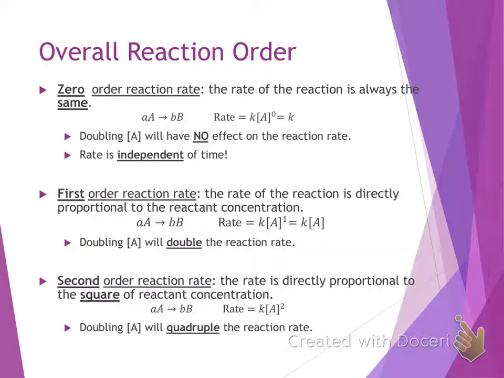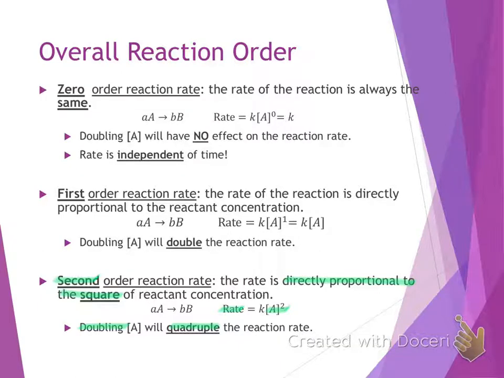When we have second order, our rate is directly proportional to the square of the reactant concentration. So our reactant concentration is squared, and that is directly proportional to our rate. So doubling A would quadruple the reaction rate. So we'll always have the square of the effect that you had on the concentration.